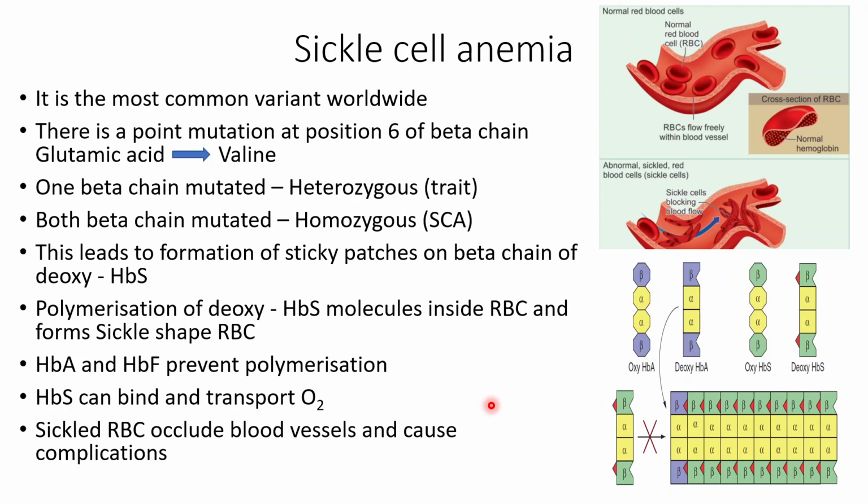The basic biochemical defect is one mutation, and this mutation leads to the formation of sticky patches, which leads to polymerization, which leads to the sickle shape of the RBC, which leads to occlusion of blood vessels and leads to organ defect.